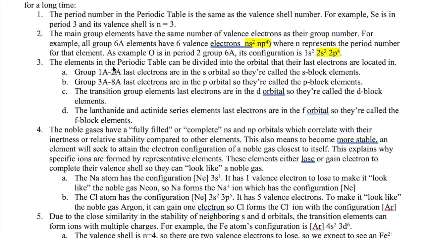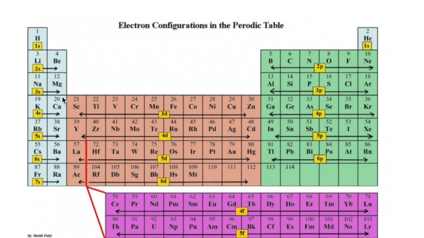Now here's the next one. We can divide the elements in the periodic table into groups that are based on where their last electrons are located. If we look at the periodic table and write the electron configuration for every element, we will find that the first two groups, all the elements in here, will have their last electrons in the s orbital. So we would call these the s block elements.